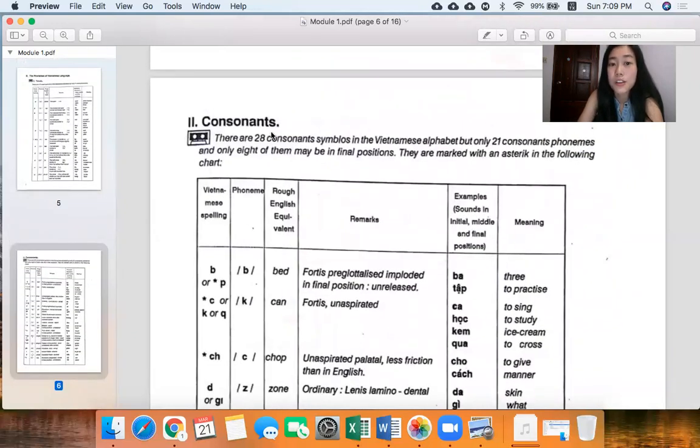2. Consonants. There are 28 consonant symbols in the Vietnamese alphabet, but only 21 consonant phonemes, and only 8 of them may be in final positions. They are marked with an asterisk in the following chart.